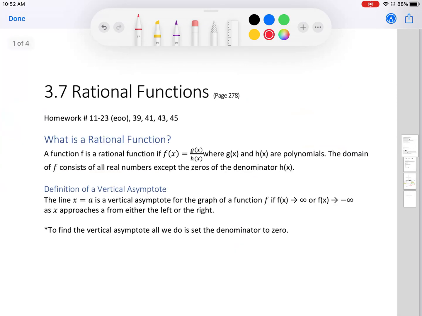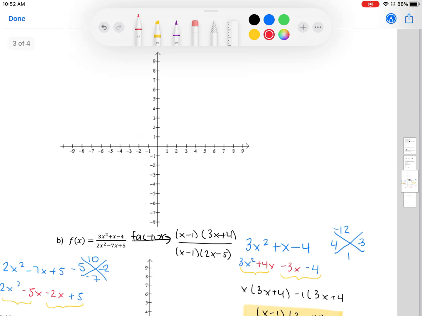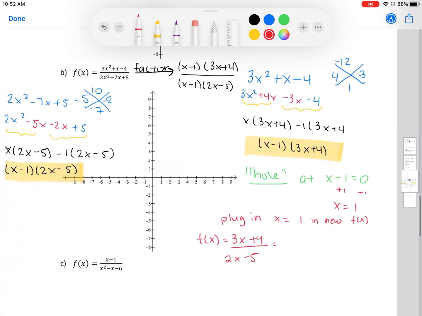Let's continue section 3.7 with our next example B. So here we have an example where we come across a hole. A hole in a rational function is just a single point that would make our function undefined. So we illustrate it with just an open circle.